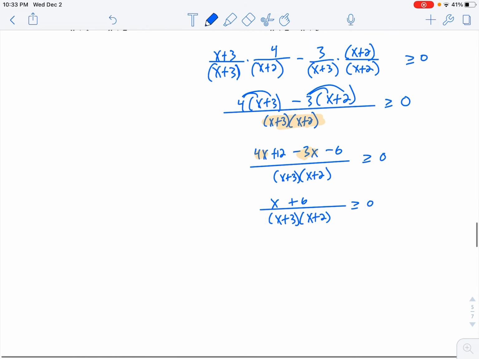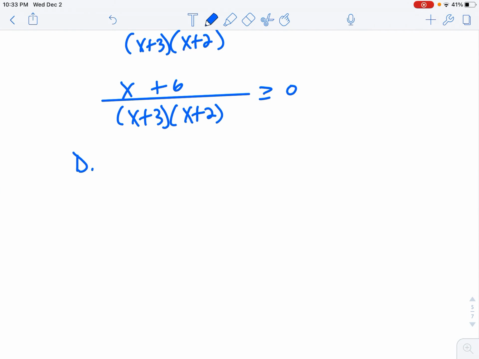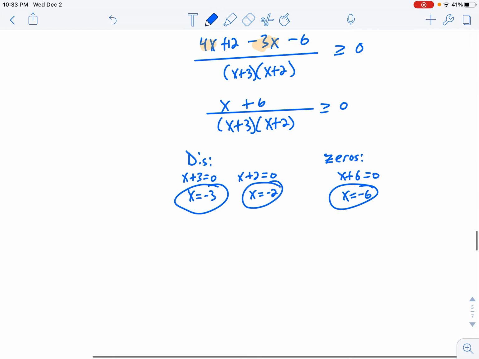All right. Now we've combined this all together. We have one side equal to 0. Discontinuities: set the denominator equal to 0. Set each factor equal to 0, we get x equals negative 3, x equals negative 2. Then find the zeros by setting the top equal to 0. You get x equals negative 6. So we have three critical numbers. Our critical numbers are negative 3, negative 2, and negative 6.